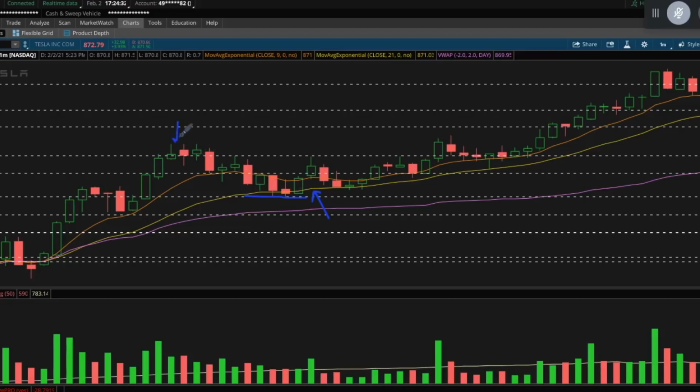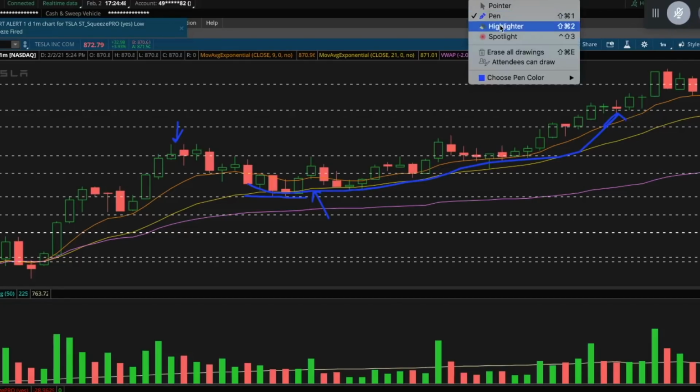If you get in right here, 856 is going to be your stop loss. The stock holds your EMAs, still signifying a trend on the upside because it's holding above the EMA. And what does the stock do? It continues its uptrend towards the end of the day.